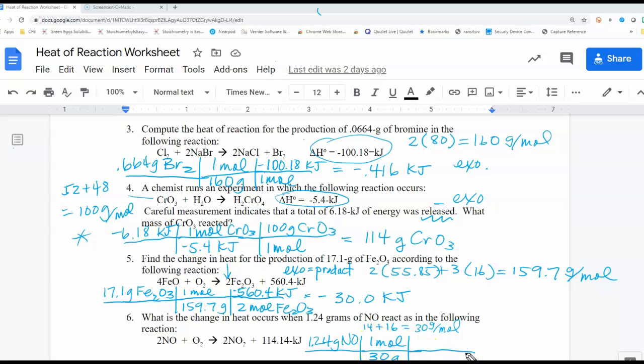And then I'm going to use my mole ratio, and I have 2 moles of NO for every negative 114.14 kilojoules, and this is exothermic because the energy is on the product side, so it is produced. And then we can do the math there: 1.24 times negative 114.14, divided by 2, and then divided by 30. And so we end up with negative 2.36 kilojoules for our answer on that one. Okay.